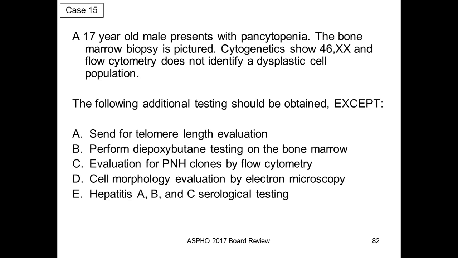Or rather, all of the following additional testing should be obtained except: A, send for telomere length evaluation; B, perform diepoxybutane testing of the bone marrow; C, evaluation for PNH clones by flow cytometry; D, cell morphology evaluation by electron microscopy; or E, hepatitis A, B, and C serological testing.